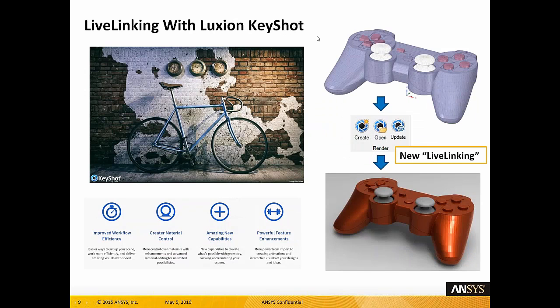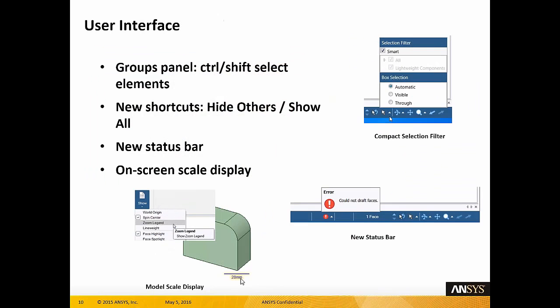Now, a quick thing to point out, we mentioned that we introduced at SpaceClaim 2016 the ability to do live linking, which means if you're using KeyShot rendering with SpaceClaim, you can make changes to geometry and update your existing scene in KeyShot, which is really great. What's new at this release is KeyShot 6, which came out at just about the same time as SpaceClaim 2016, is now supported with live linking. So this is a nice thing to note.